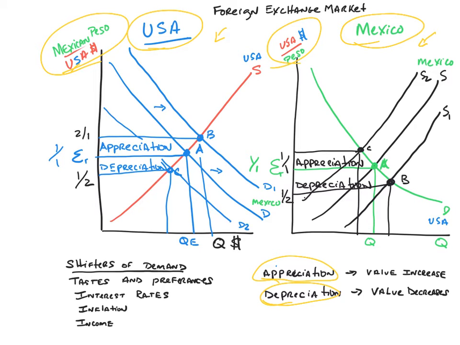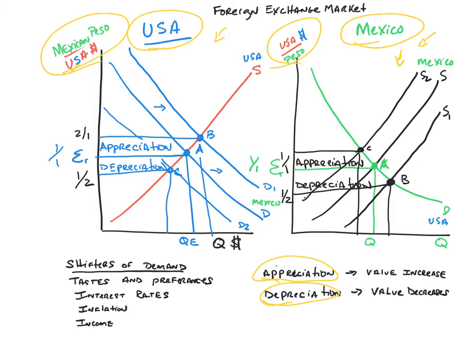I've already drawn up a lot of points here, A, B, and C. So when I say point B, I want us to notice that there is appreciation occurring whenever we get to point B. And notice point C, there is depreciation occurring. And we're talking about in the United States. Over here, notice that in Mexico, at point B, depreciation is occurring, and at point C, appreciation is occurring.